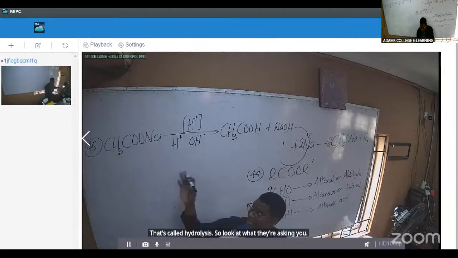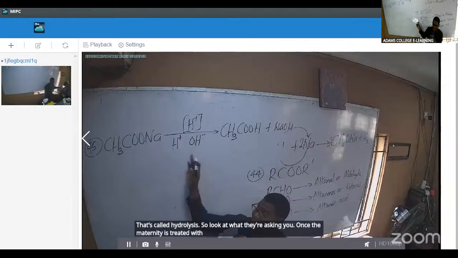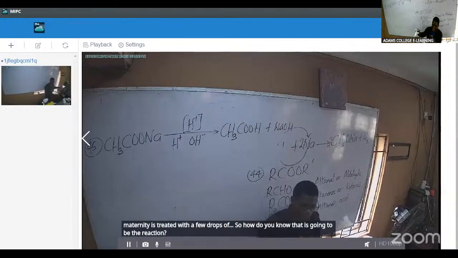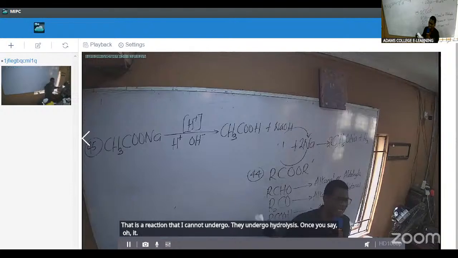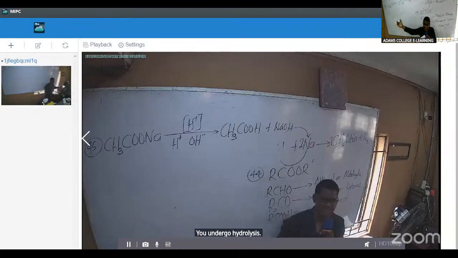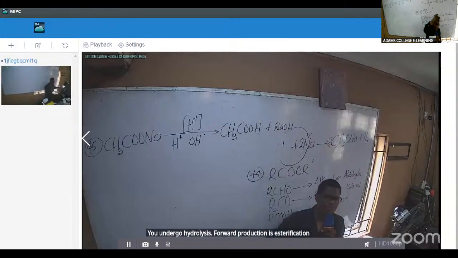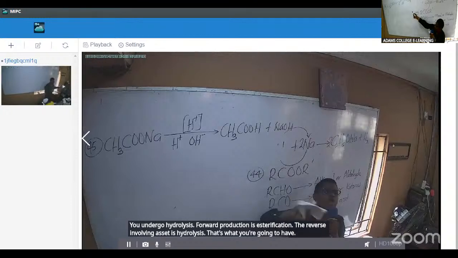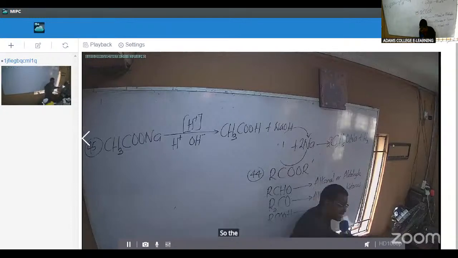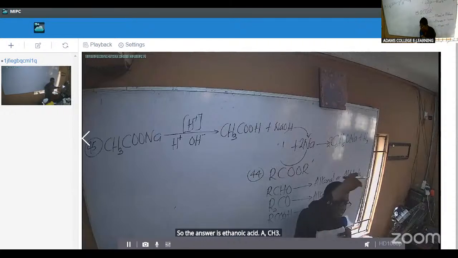When sodium ethanoate is treated with a few drops of acid, how do you know that is the reaction? That is the reaction that alkanoates undergo. They undergo hydrolysis. Once you see OH, OH, OH, you can't dehydrate them. Forward reaction is esterification. The reverse involving acid is hydrolysis. That's what you're going to have. So the answer is ethanoic acid. So the answer is A, CH3COOH.